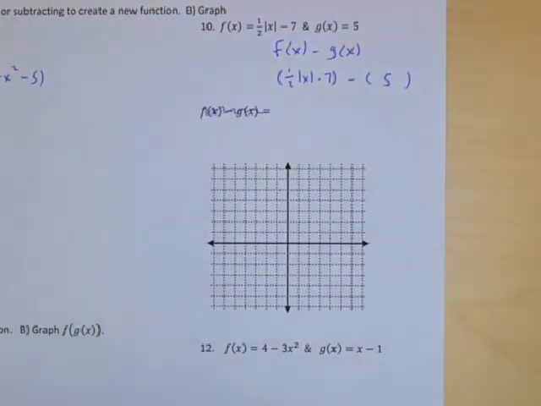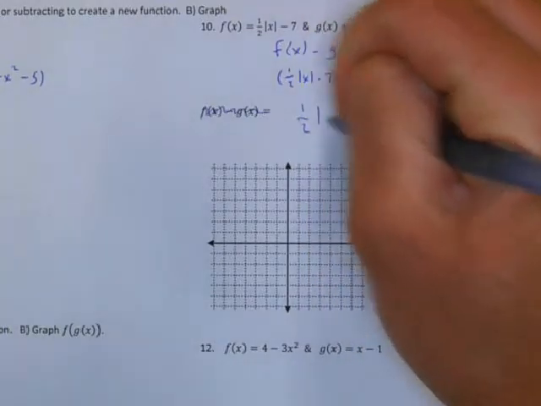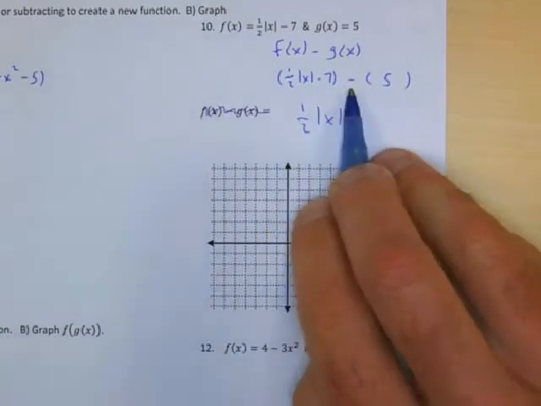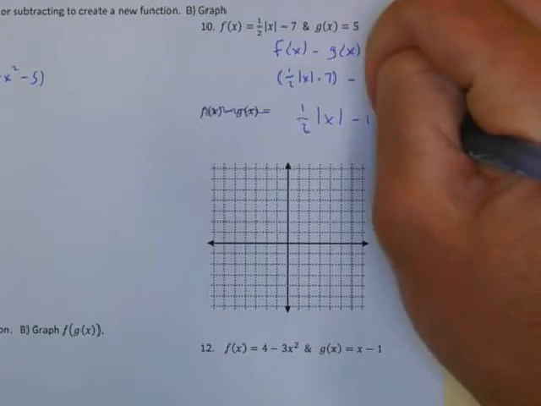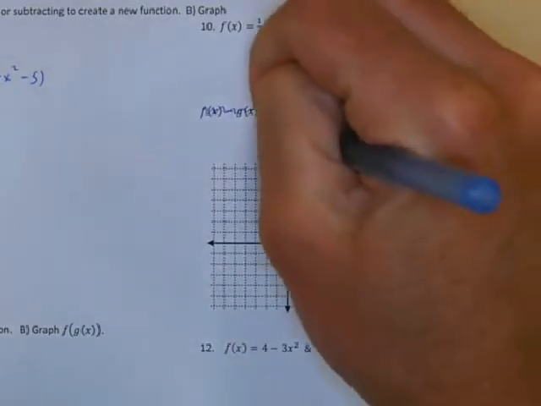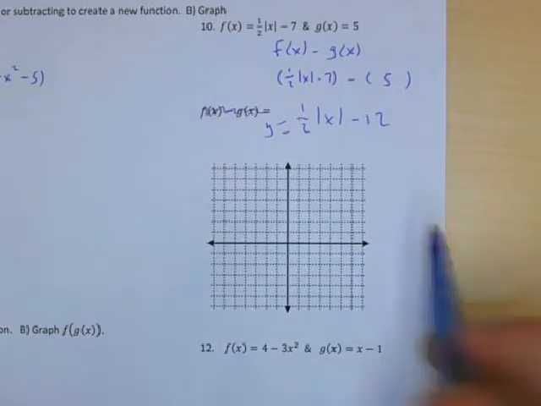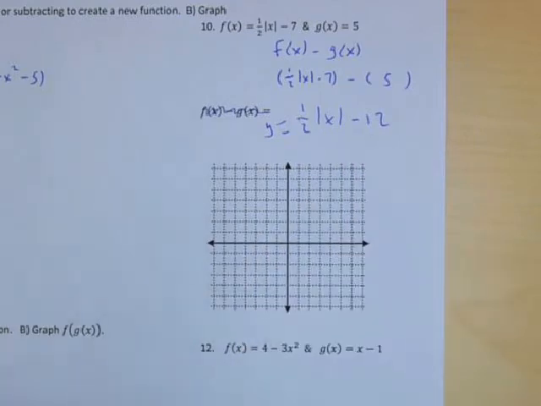Okay, and then when we combine like terms, we end up with 1/2 times the absolute value of x minus 7 minus 5, we get minus 12. Okay, and again, it doesn't matter if we say this is y equals that thing or f of x minus g of x equals that thing. What we want to graph is the function 1/2 times the absolute value of x minus 12.